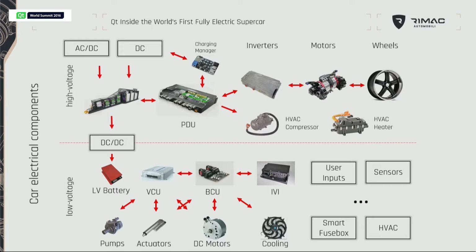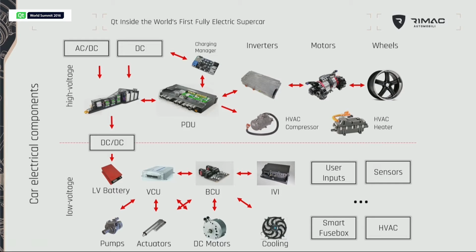You have a DC-DC converter that fills your 12 volt battery accumulator of the car, and then you have all of the other systems that control functionalities of the car. So be it the vehicle control unit or different body control units that control functions of the car, like opening the door, closing the door, opening windows, controlling the cooling systems, and so on.